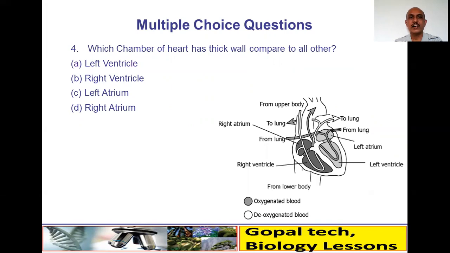Yes. So the correct answer is left ventricle, because it pumps the pure, oxygenated blood all over the body. Therefore, it should generate high pressure. So therefore, it has a thick wall.